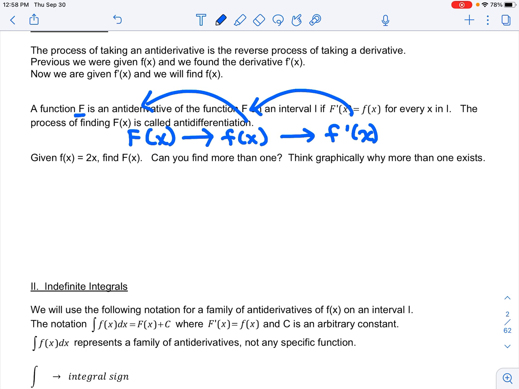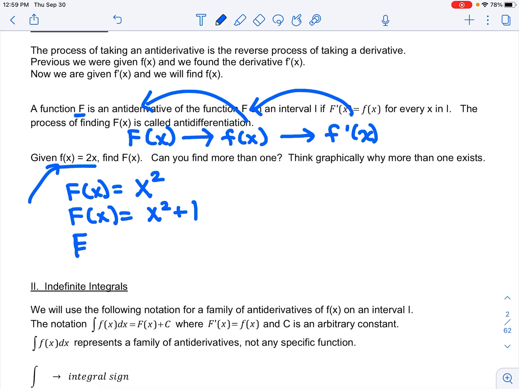So let's say you are given little f of x is 2x. Can you find big F of x? What we're trying to do is figure out what is the original function that would give you a derivative of 2x. And there's going to be lots of them. x squared, the derivative of that is 2x, so that will work. But what about x squared plus 1? The derivative of that would also be 2x. And really, I can put any number added or subtracted. I can do x squared minus 5. This would also still give me little f of x, or the derivative of big F, as 2x as well.